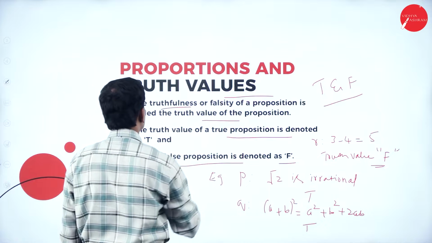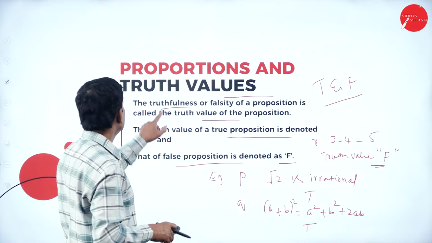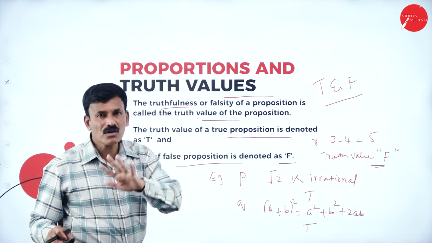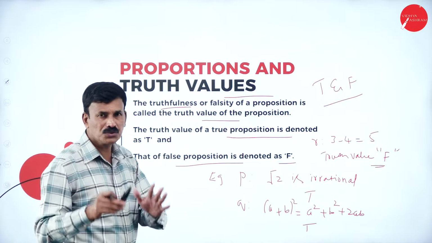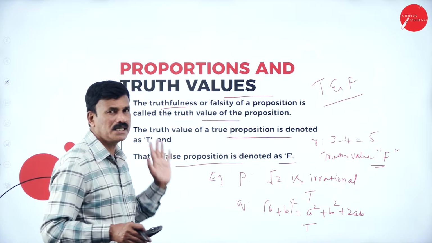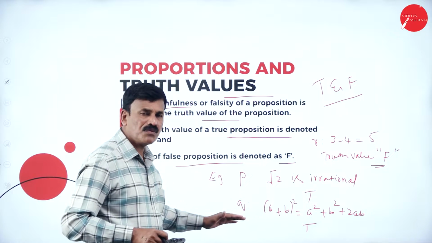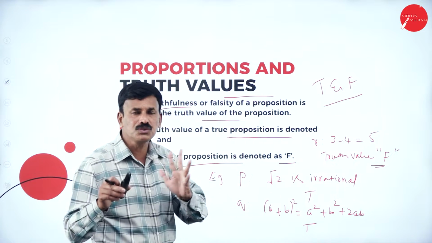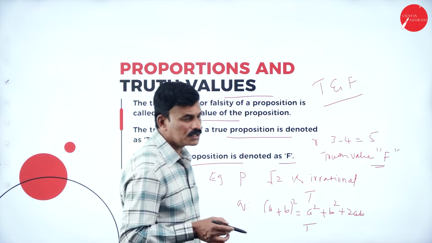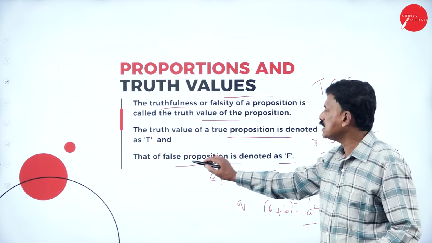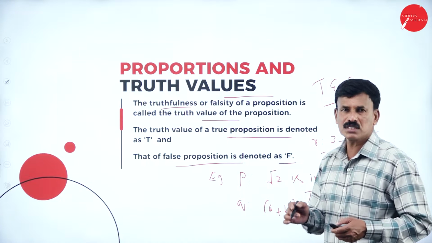So, that means the truthfulness or falsity of a proposition is called the truth value of the proposition. If the statement is true or if the statement is false, true and false are called the truth values, denoted as T and F. If it is true, we represent it as T. If it is false, it is F. The truth value of a true statement is denoted as T, and that of a false proposition is denoted as F. Therefore, T and F are called the truth values.